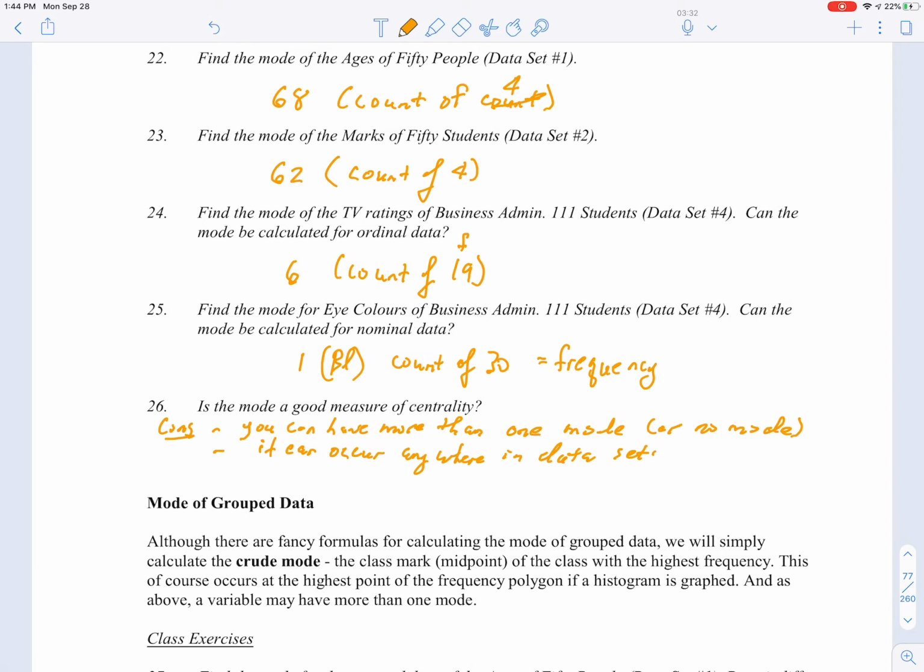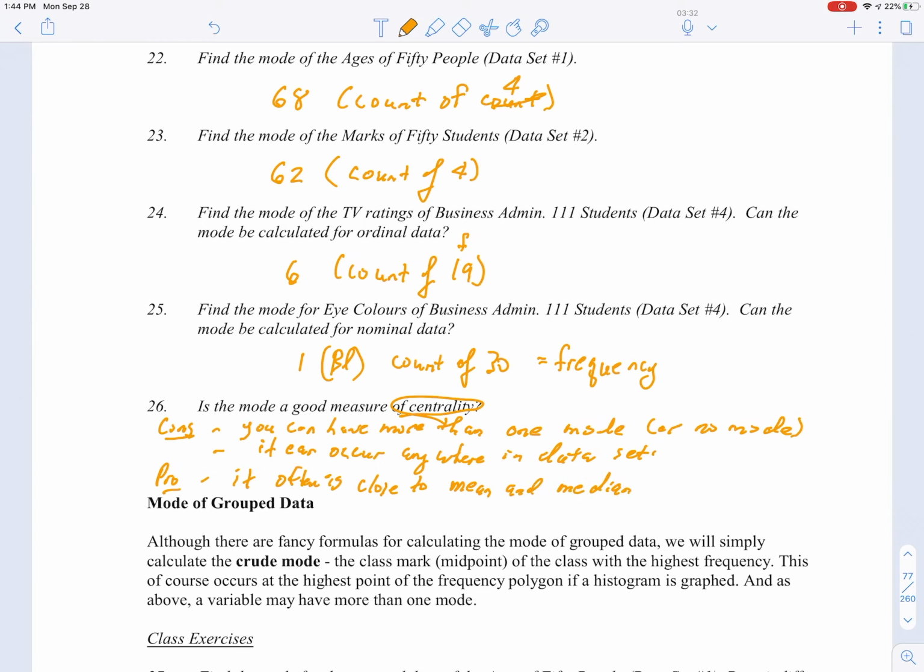We could end up with marks on the 50 students, with 5 students getting 95. And so that is not really a good measure of centrality. However, a pro about this is that it often is close to the mean and the median.